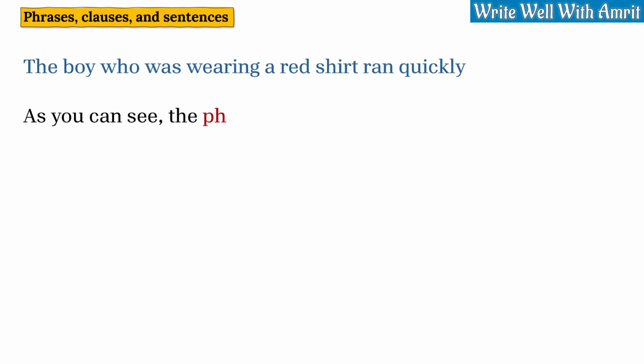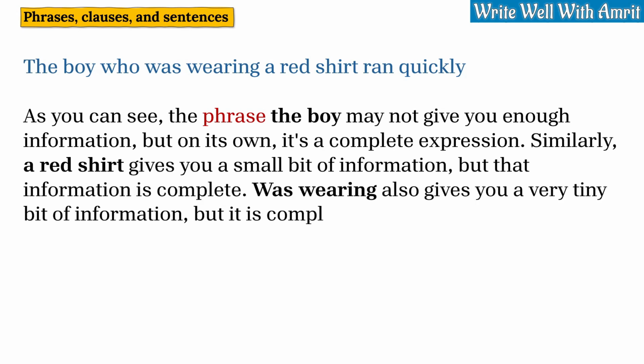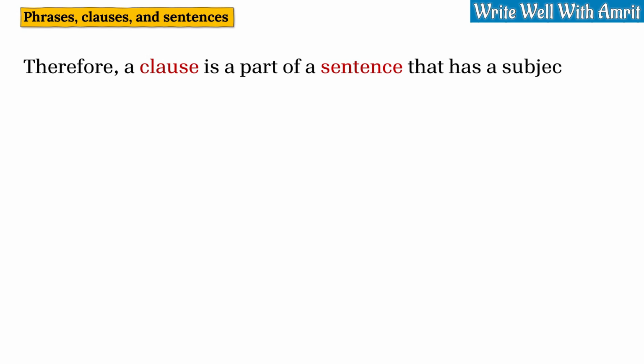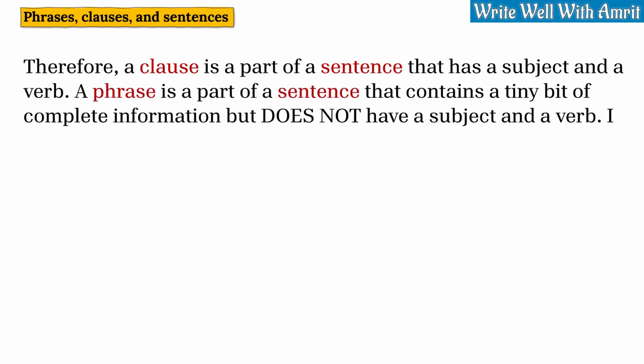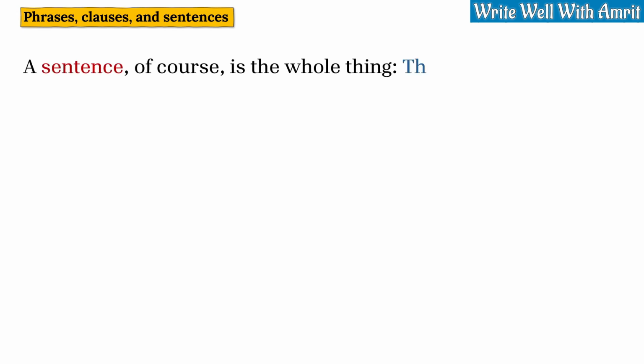As you can see, the phrase the boy may not give you enough information, but on its own, it's a complete expression. Similarly, a red shirt gives you a small bit of information, but that information is complete. Was wearing also gives you a very tiny bit of information, but it is complete. Therefore, a clause is a part of a sentence that has a subject and a verb. A phrase is a part of a sentence that contains a tiny bit of complete information but does not have a subject and a verb. It may have just a subject and it may have just the verb but not the combination. A sentence of course is the whole thing.